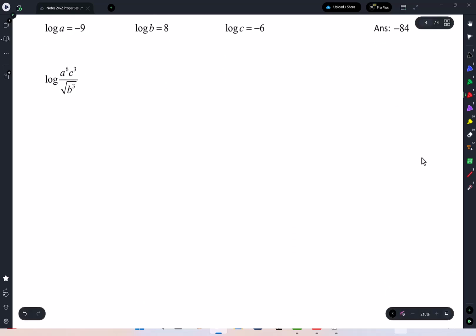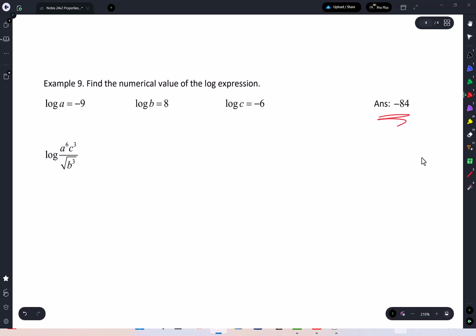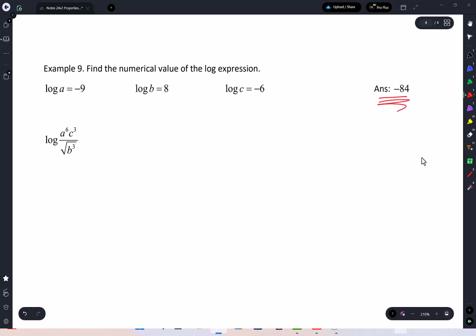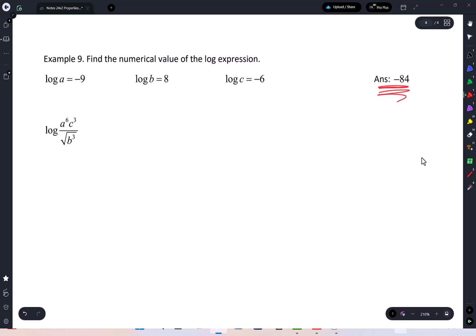All right. I won't make a mistake on this one because I'm going to make sure. See how it says answer is negative 84? I already got the answer. I posted it in there just so we can verify that it's correct. It says find the numerical value of the log expression. So this is just arbitrary. They said that log A is negative 9, log B is 8, and log C is negative 6.